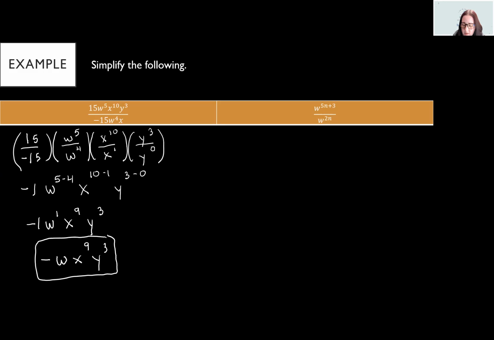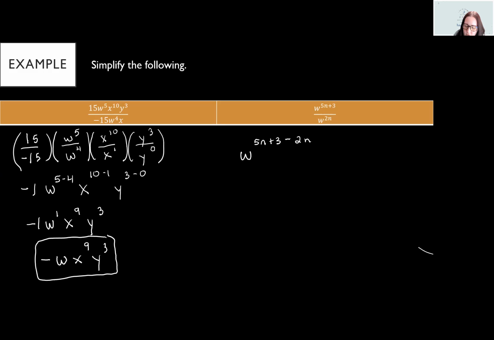Now, the one on the right is to kind of get you thinking about what's going on. We have w to the 5n plus 3 over w to the 2n. So the same rule applies. You take the top minus the bottom. So this is going to be w, and then the top is 5n plus 3, and then we're subtracting 2n.